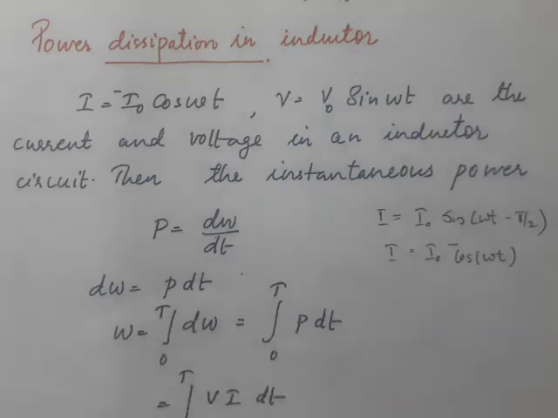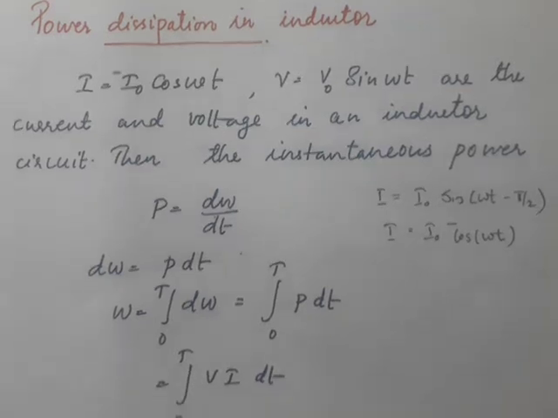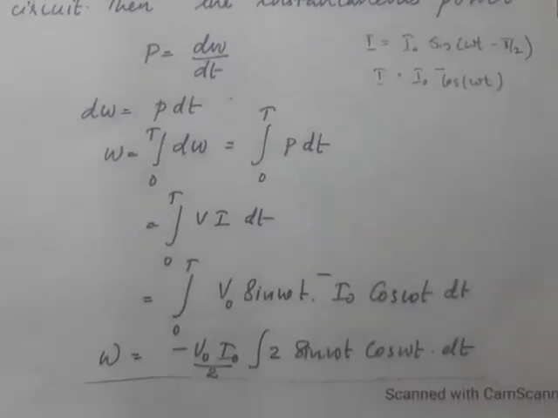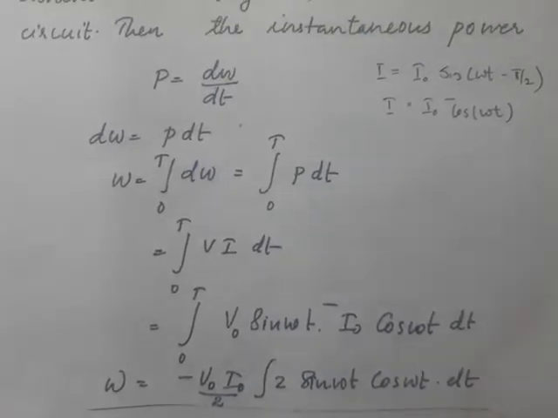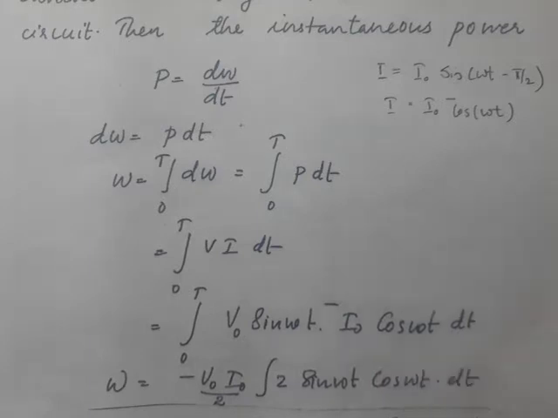We know power is voltage into current, so we can substitute the value of V and I. So here V is V0 sin omega t, and I is minus I0 cos omega t, dt. So we can take V0 and I0 outside, negative also outside. So in the numerator you will get sin omega t cos omega t.